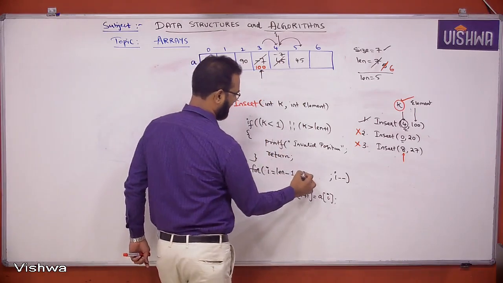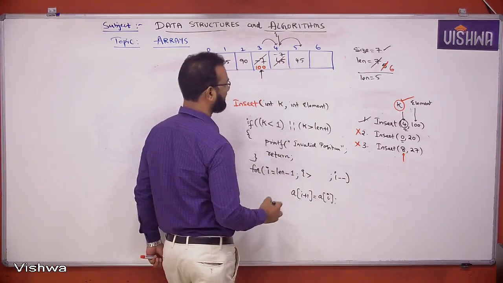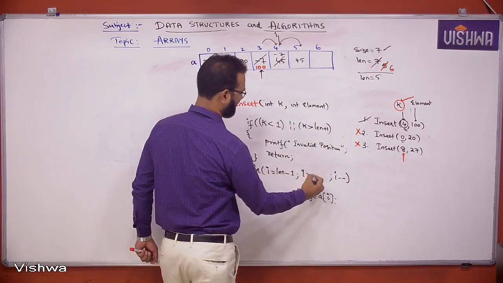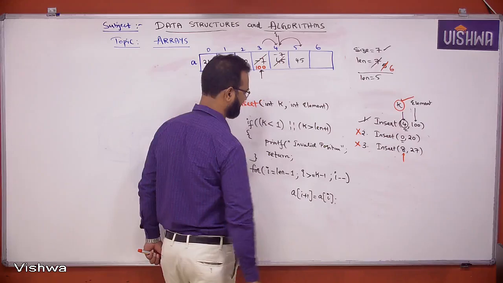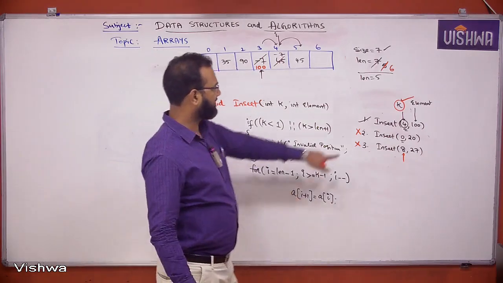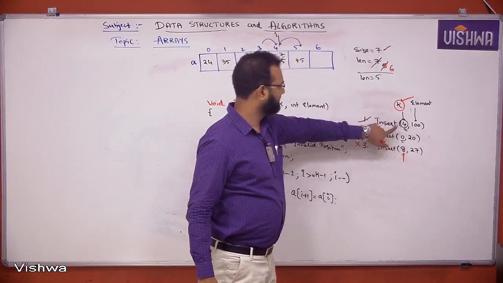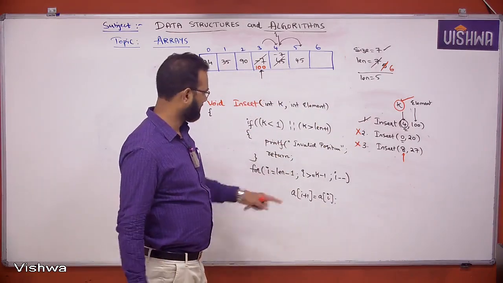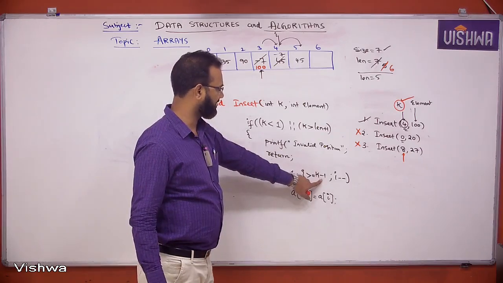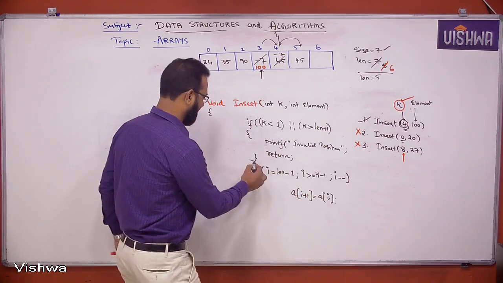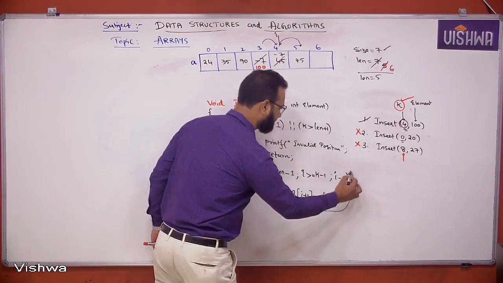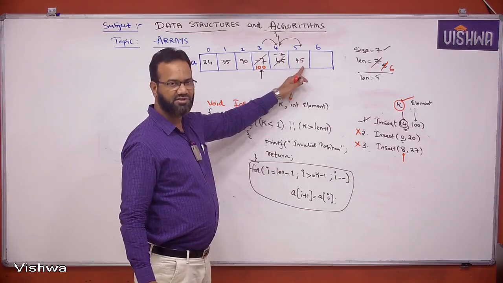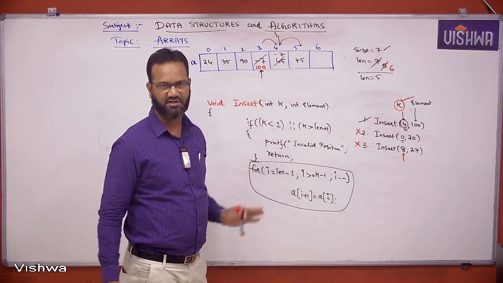So till I is greater than or equal to k minus 1, I'll say. That means k minus 1 is what? 3. Until I get 3, I have to reduce the value. Until I is greater than or equal to k minus 1, I am decrementing. After the completion of this for loop, 45 is placed in its correct position, minus 7 is placed in its correct position.